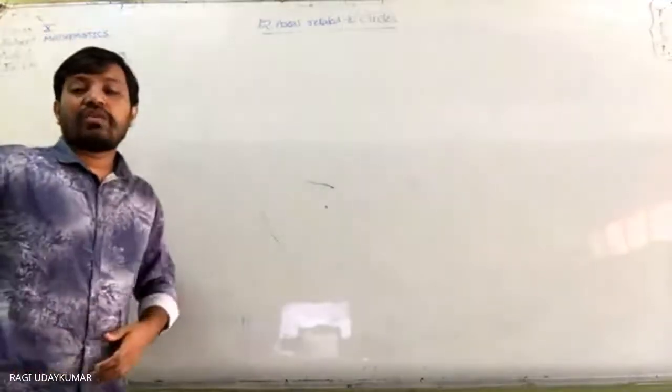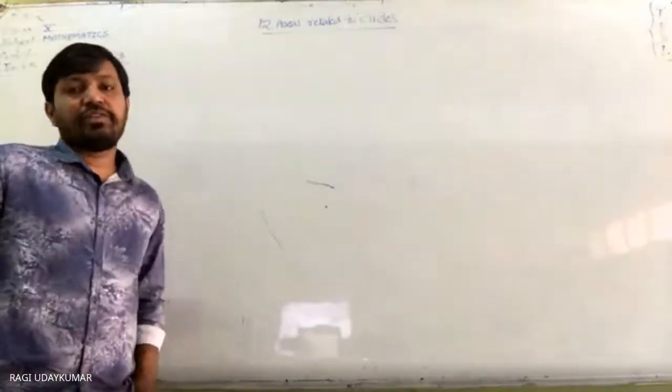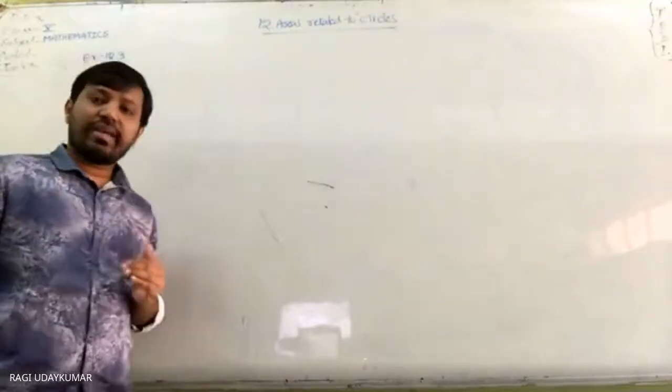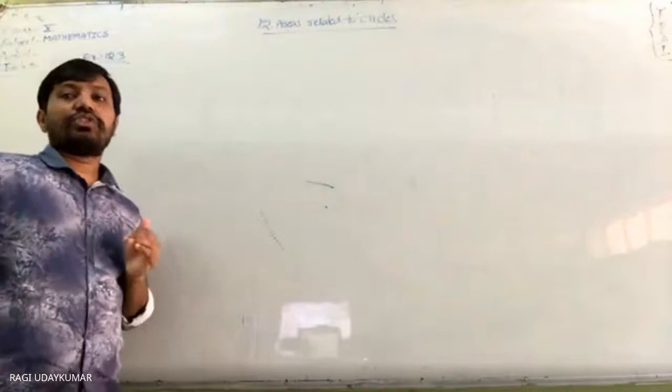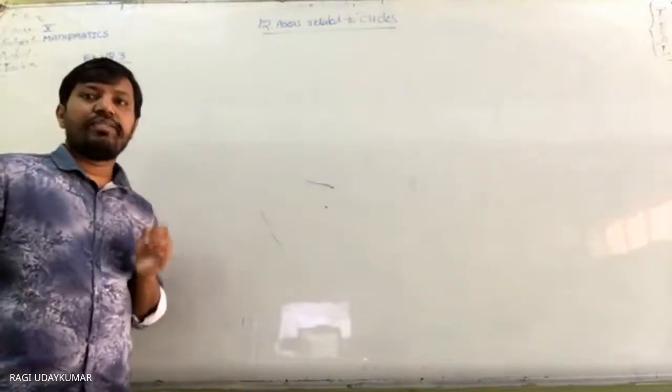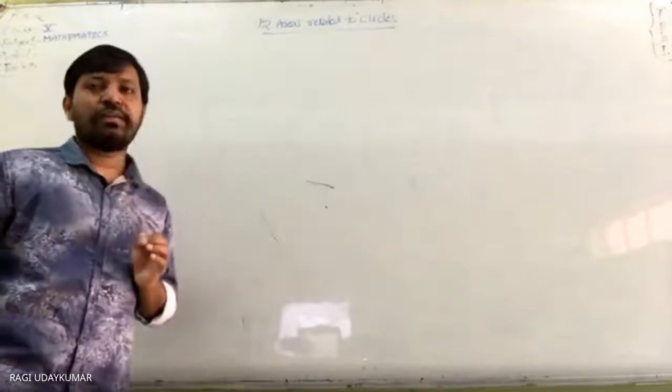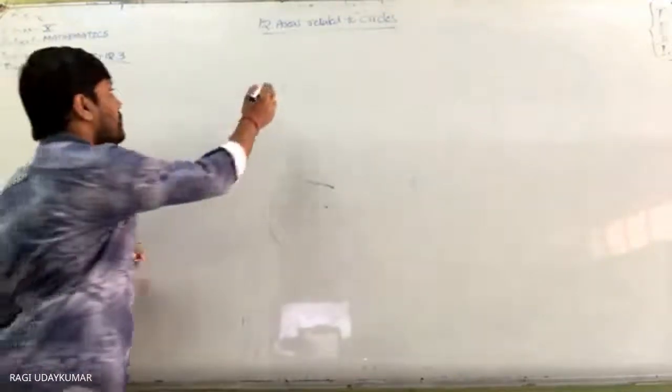So, in exercise 12.3, we are going to learn combinations of figures. When you combine some figures, here also it is the same areas only. The first question is: find the area of the shaded region of the figure. One figure is given, we are going to draw the figure below.